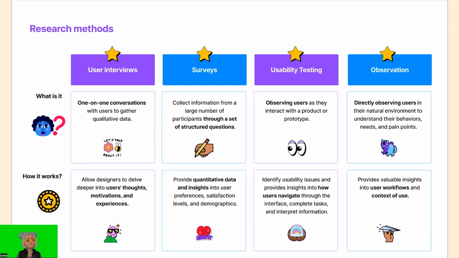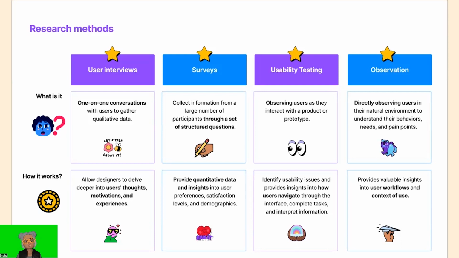Usability testing involves observing users as they interact with a product or prototype. It helps identify usability issues and provides insights into how users navigate through the interface, complete tasks, and interpret information. The fourth one, observation. This research involves directly observing users in their natural environment to understand their behaviors, needs, and pain points. This method provides valuable insights into user workflows and context of use.